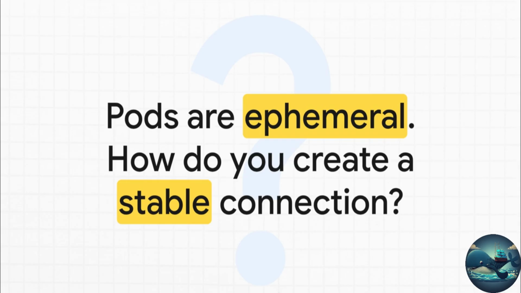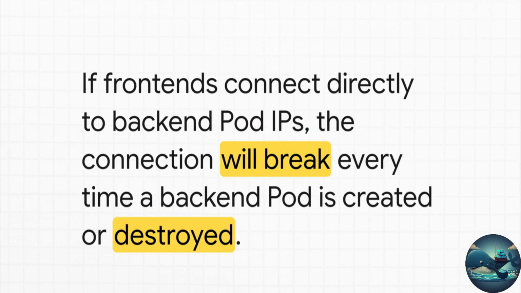So that brings up a huge question. How do you build a stable connection to something that's constantly changing? And this is the real headache Kubernetes networking has to solve. Pods just aren't permanent. So if you hard-code your front end to talk directly to a backend pod's IP, that connection is, well, it's guaranteed to break. It's not a matter of if, but when that pod gets replaced.